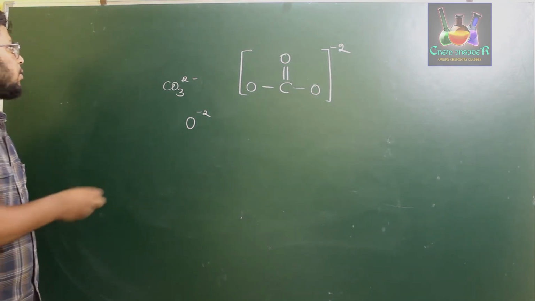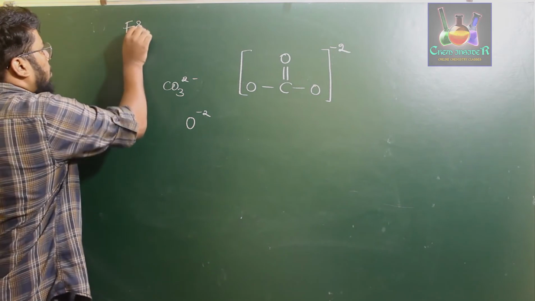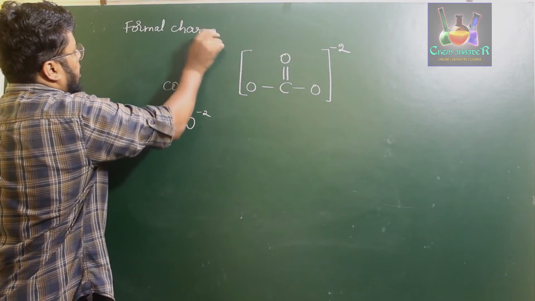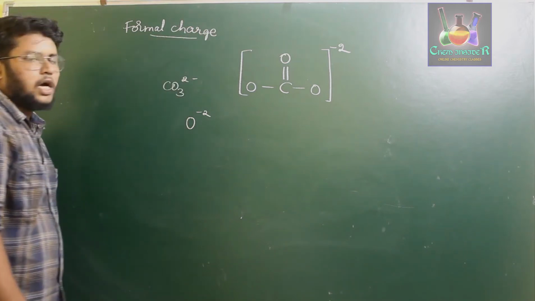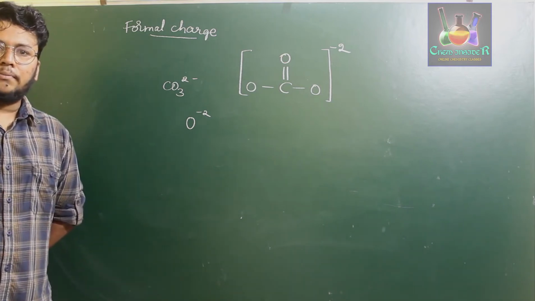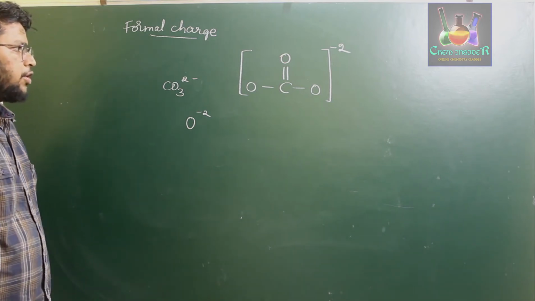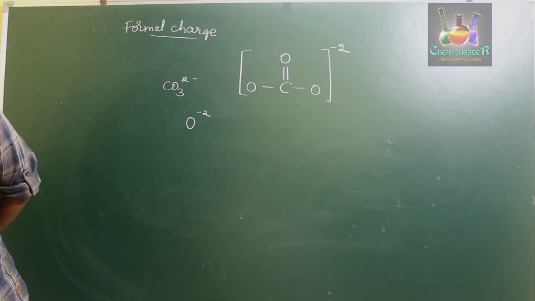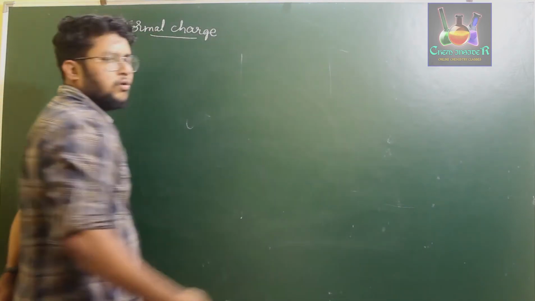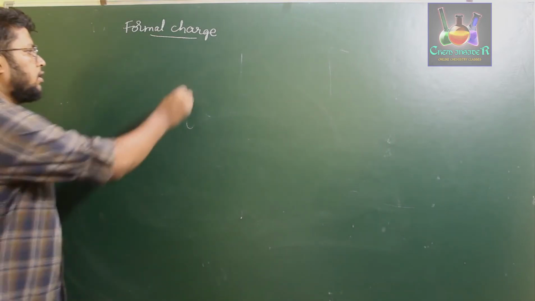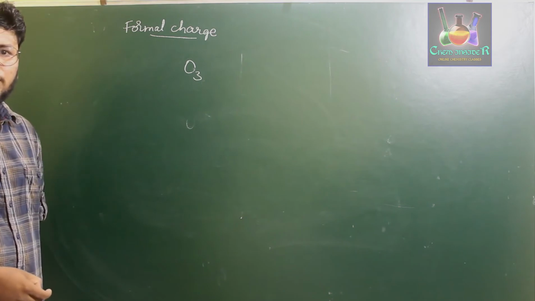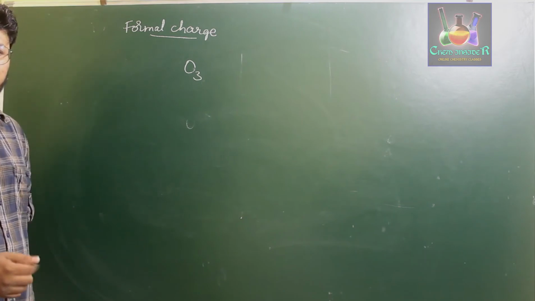So, how do we provide a formal charge? And what is a formal charge? A formal charge in a polyatomic species is the charge carried by one of the atoms in the given polyatomic molecule. If you consider a polyatomic molecule such as O3, that is ozone, it has two formal charges, one with a plus 1 and one with a minus 1.